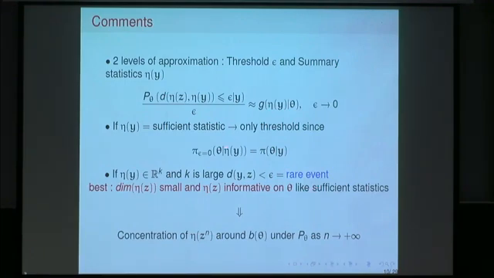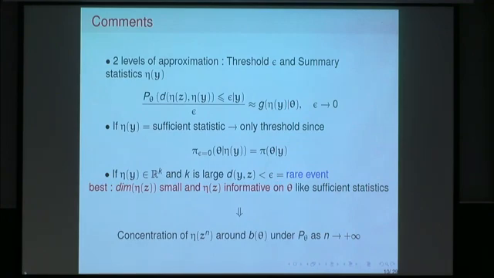But here epsilon is not equal to 0, so you're not having that. And also, in most cases, you don't have a sufficient statistic. So you just have a summary statistic that's not sufficient. So you're losing information in going from y to eta of y, and you're losing information in going from epsilon equals 0 to epsilon strictly positive.